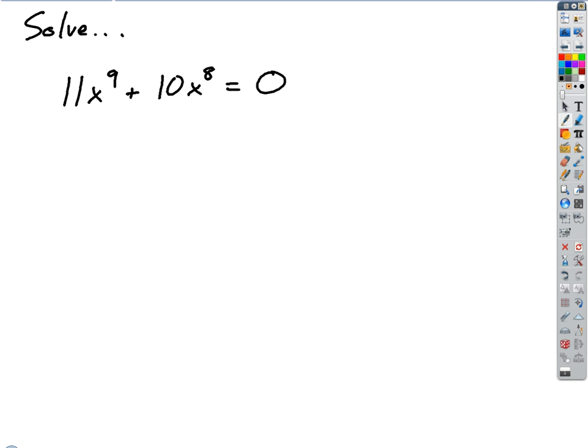Solving polynomial equations does not really add anything new to what you've been doing already with polynomial stuff. In fact, it makes things a little bit easier because a lot of times you don't have to factor completely to get solutions. So if we want to solve this equation here, it looks terrible, but it turns out to be really simple. Why? What can we do?